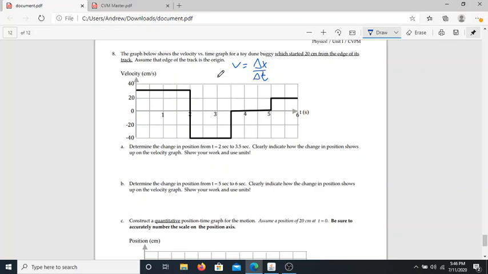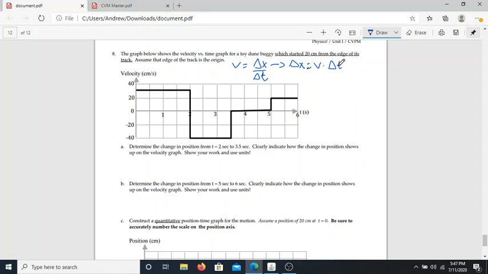I can move some things around in this formula and calculate the change in position. So I do a little algebra. Remember, if you're not super comfortable with algebra, we're going to do a lot of practice with it, so don't worry. Basically, I would just multiply both sides by the change in time. So the change in position of the dune buggy is just equal to the velocity times the change in time.